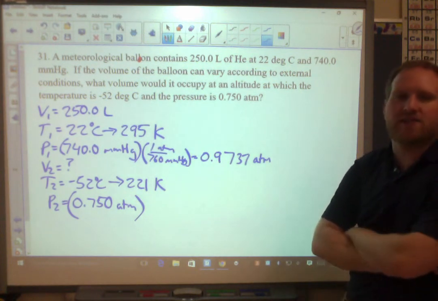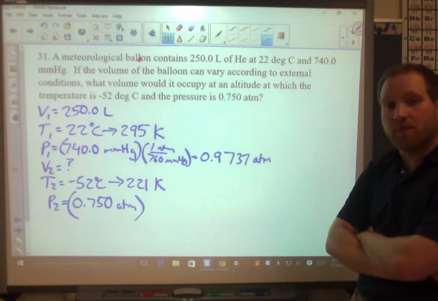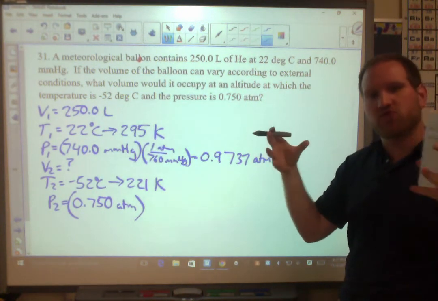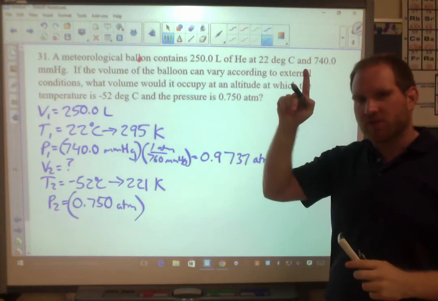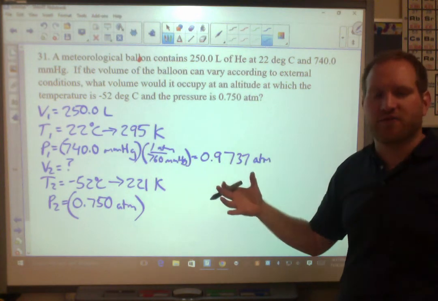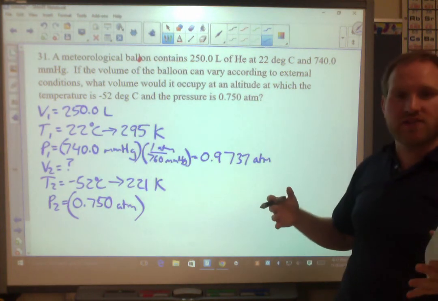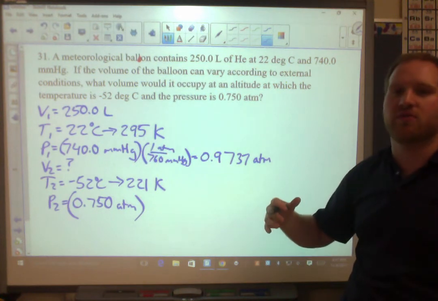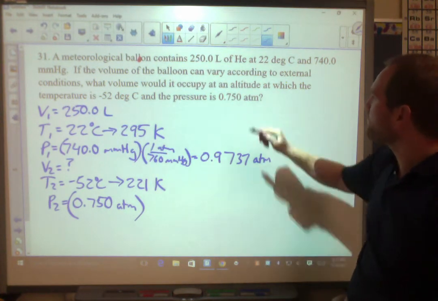Okay? This is one of these weather balloon questions. It's kind of a classic chemistry question. It's hard to think about because as the balloon goes up, it's colder, which means the balloon should shrink. But the pressure up there is also much less, which means the balloon should grow. So there are two counteracting forces. Is the coldness going to make the balloon shrink, or is the low pressure going to make the balloon grow? Let's see.